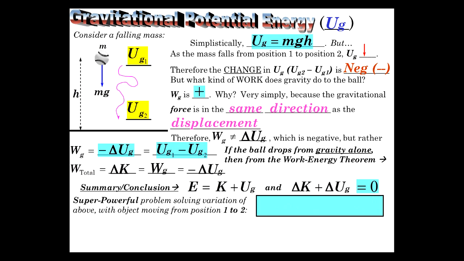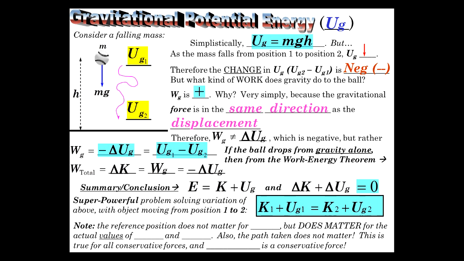Now, to solve problems using this concept, we have the following scenario. If you expand this idea, K2 minus K1 plus UG2 minus UG1, we get the following. We can put the ones on one side, namely identify all the kinetic and potential at position 1. And that equals all the kinetic and potential at position 2, which equals all the kinetic and potential at position 3, etc. So, there's your formula, and you could expand that to any number of positions.